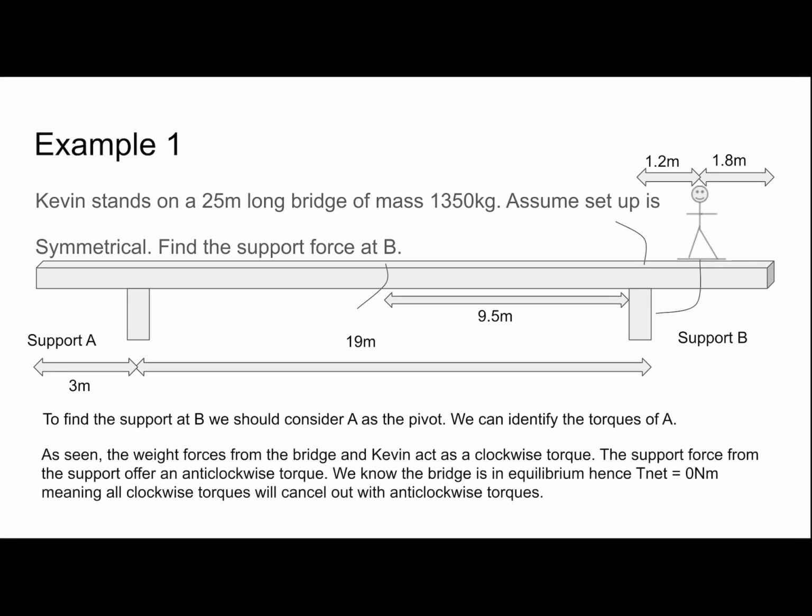Alright, so as seen, the weight forces from the bridge are given as a clockwise torque, and the support force from the support offers an anti-clockwise torque. We know the bridge is in equilibrium, hence the net torque equals 0, meaning all clockwise torques will cancel out with anti-clockwise torques. And that's where we're going to set up our equation, okay?